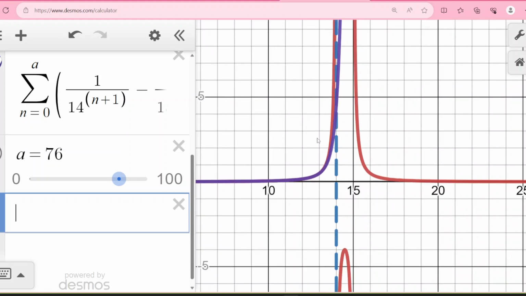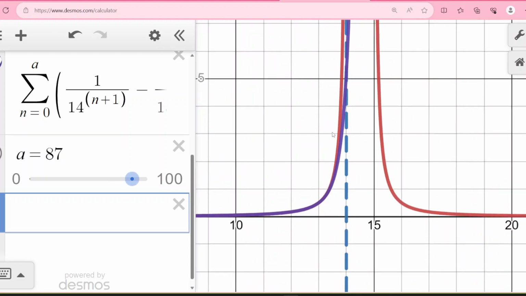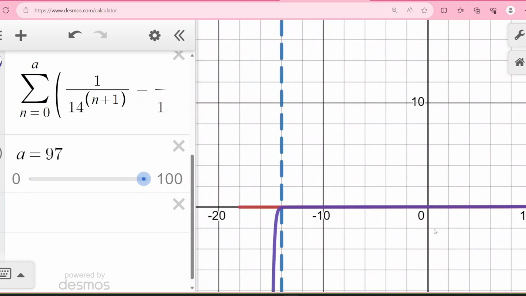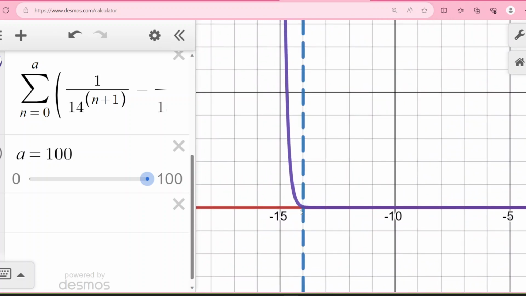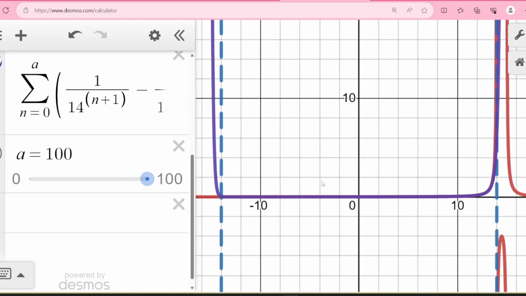The more and more terms get added on, this purple graph is approaching this red one, but just before the x equals 14 line. To the left of negative 14, it doesn't match at all. It's just between the negative 14 and positive 14 lines.